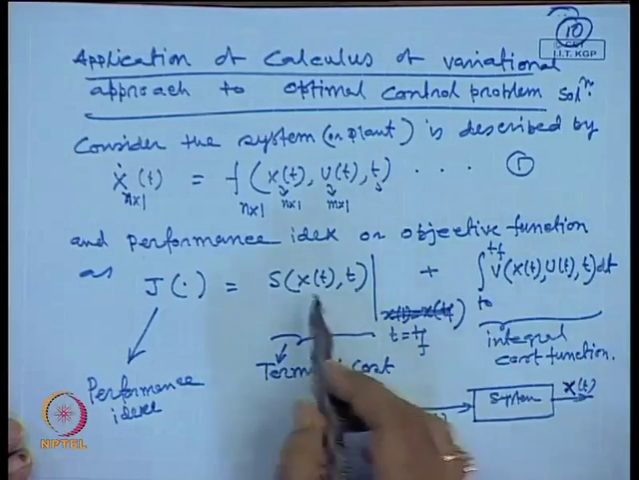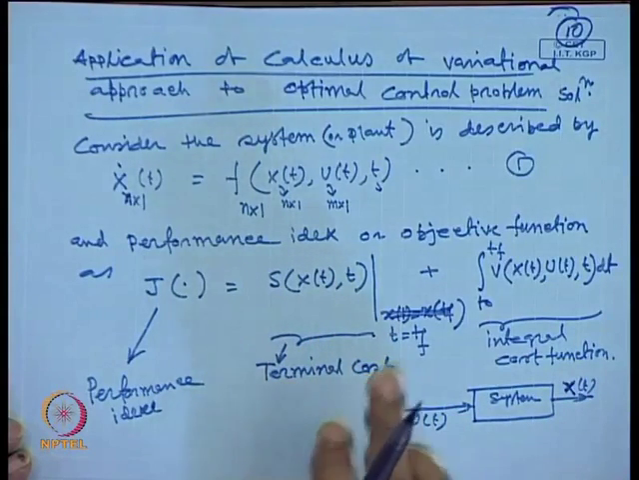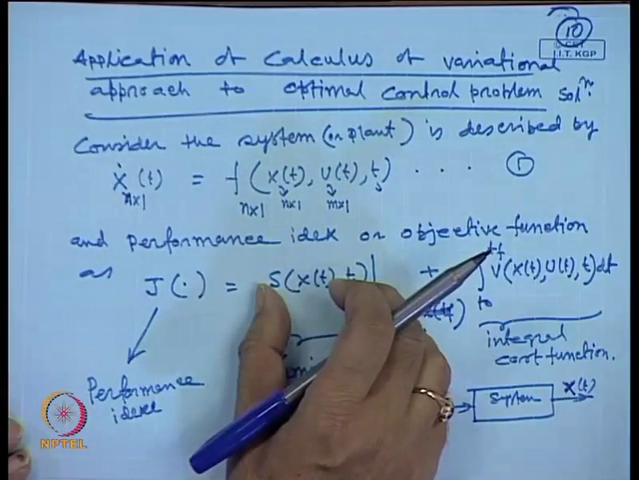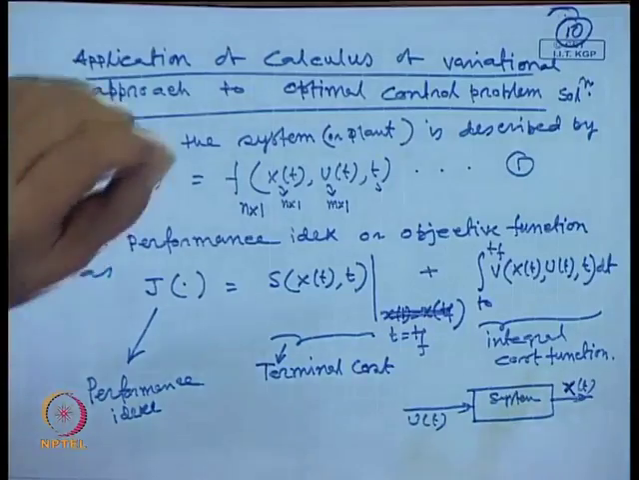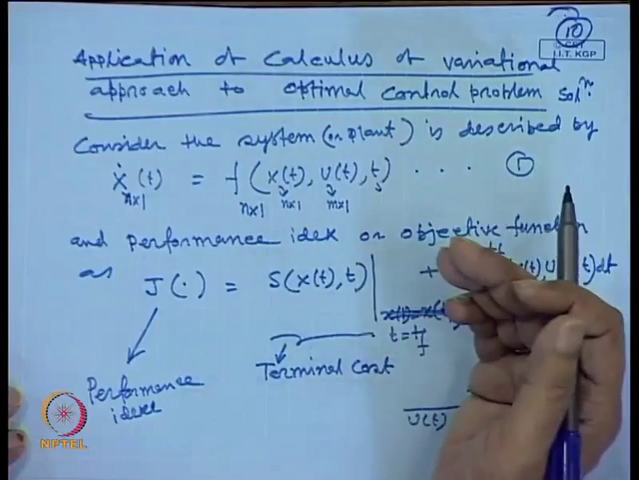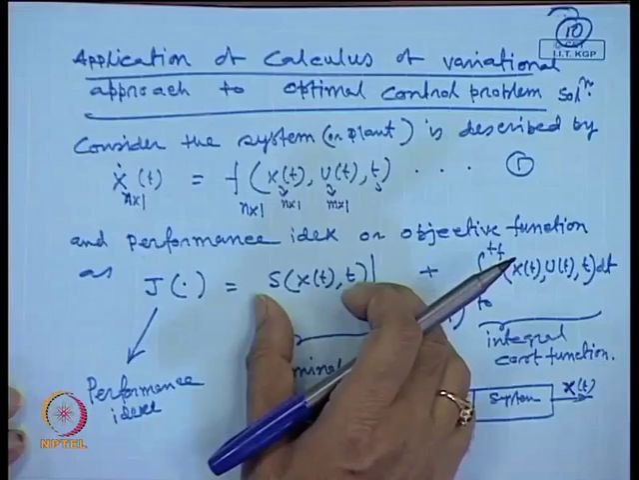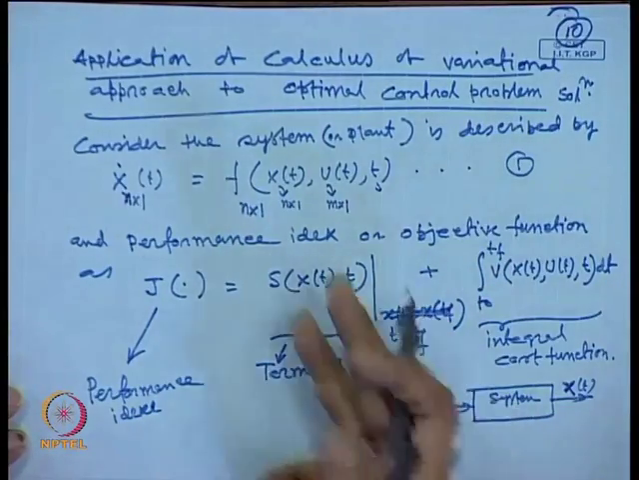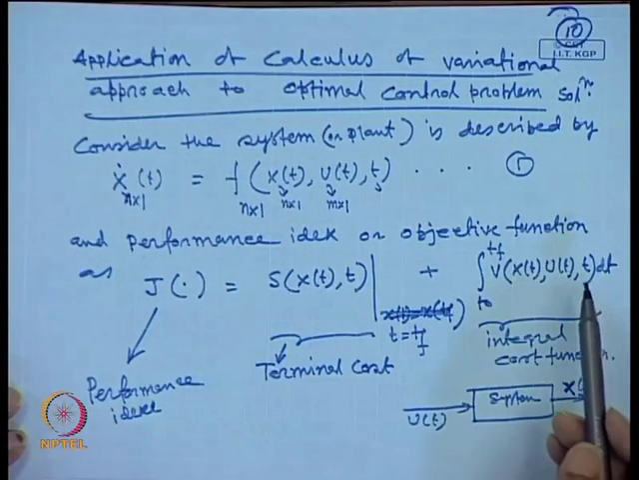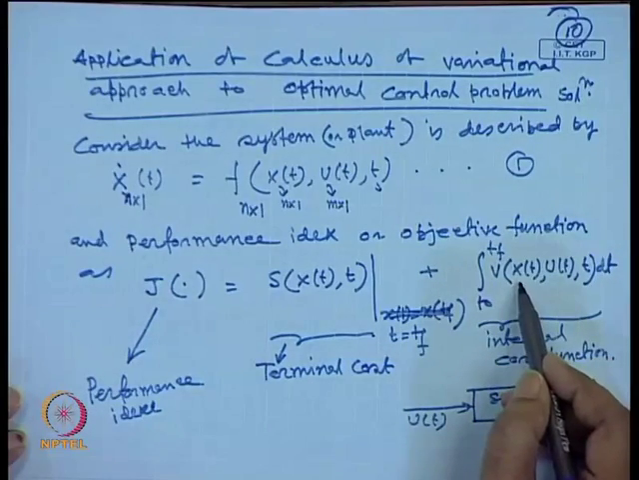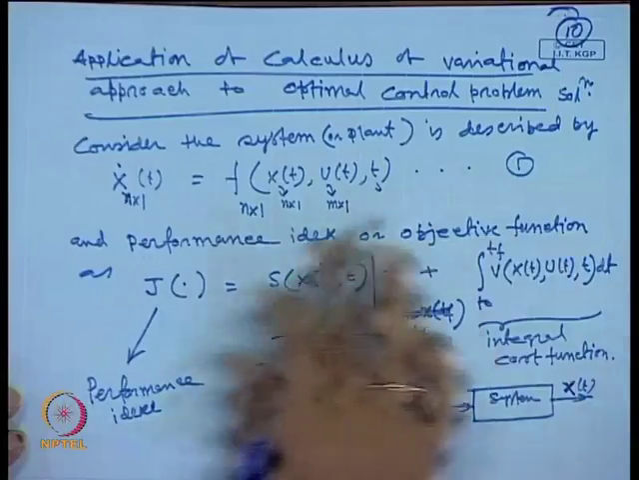Agree? So, this plus the terminal cost means the value of the function at time t equal to t f, that is called the terminal cost. That means we want to drive the final state to a particular point, agree? And that is represented in terms of a quadratic form. We cannot write just x(t f); it is quadratic, and that quantity must be positive or 0. So, our problem is to find a control input which will control the state of the system x(t) such that this performance index is minimized.